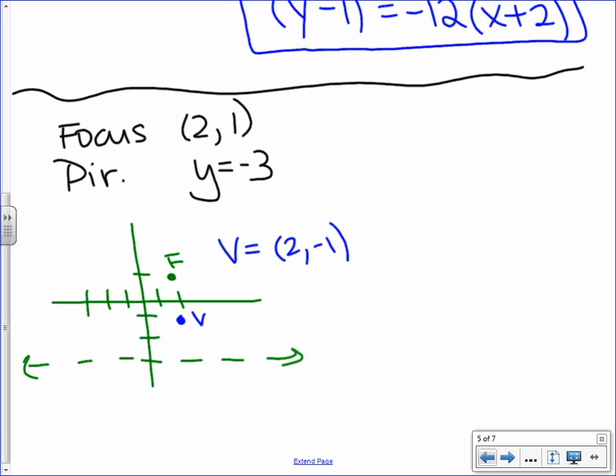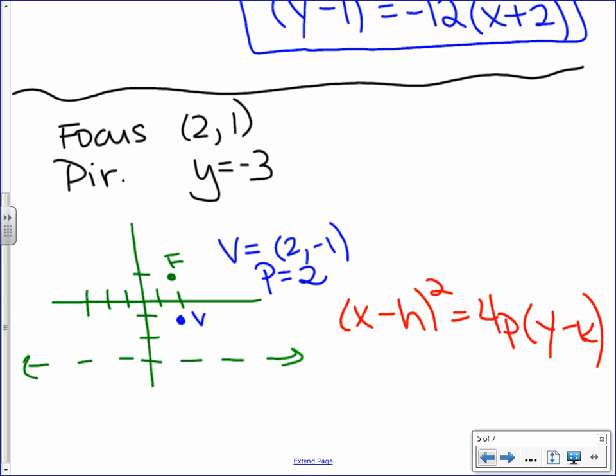What direction is this opening? Up. What is our p-value? So our p-value is a positive 2. If our parabola is opening vertically, we're going to have x minus h squared equals 4p times y minus k. So we have x minus 2 squared equals 8 times y plus 1.